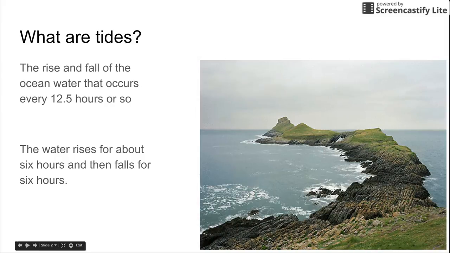So the first thing we're going to talk about is, what are tides? They're the rise and fall of the ocean water that occurs every 12 and a half hours or so. The water rises for about 6 hours and then falls for 6 hours. So you'll notice that they can be really drastic if you see in this picture right here, where it goes from a low tide to a high tide.